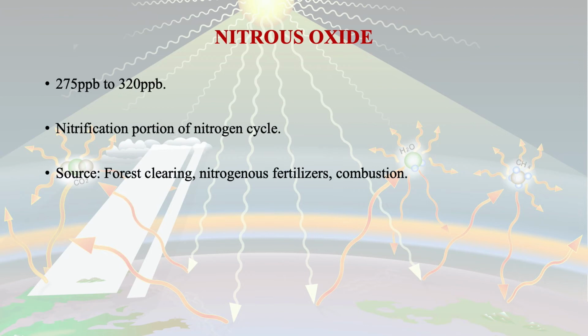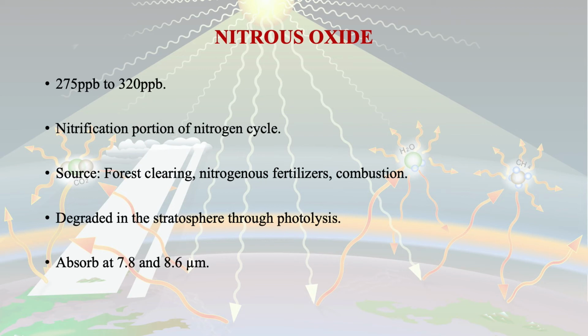Forest clearing activity and use of nitrogenous fertilizers like urea and any kind of synthetic fertilizers we apply to the agriculture field also release nitrous oxide into the atmosphere, and a very meager amount. Even combustion activity is responsible for nitrous oxide emission. So these are the sources. As far as degradation is concerned, nitrous oxide degrades only in the stratosphere by photolysis. The absorption bands for nitrous oxide are at around 7.8 micrometer and 8.6 micrometer.